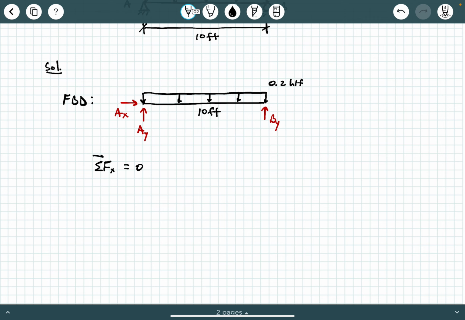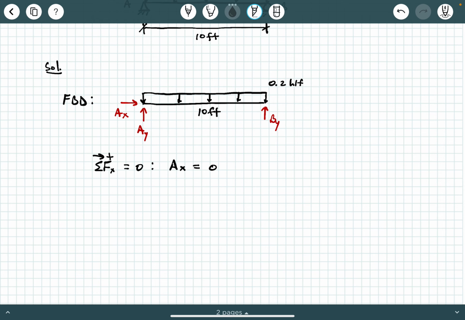Not moments, but forces. If we say the sum of the forces in the x direction equals 0, what we do is we look at this free body diagram and we basically list out all the forces that have an x component. Well, for this particular problem, we only have AX, okay? And so since nothing else has an x component, AX must be equal to 0, okay? There's nothing applied with an x component here. So the reaction in the x direction is 0, okay? That makes sense.